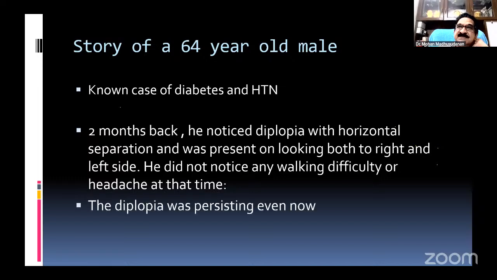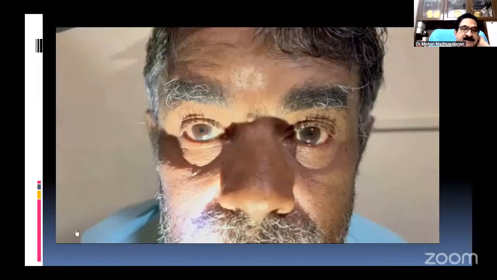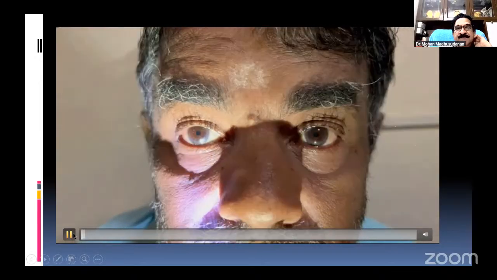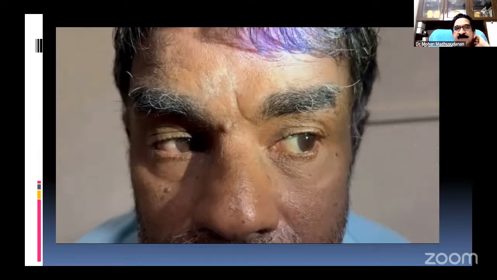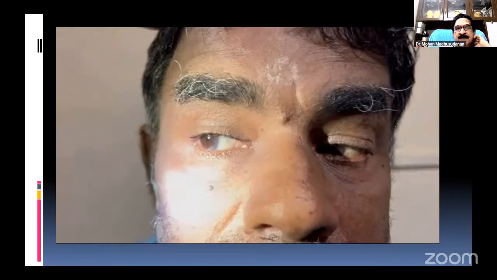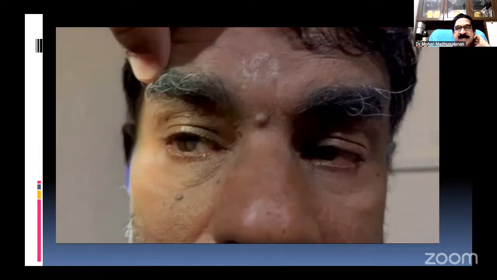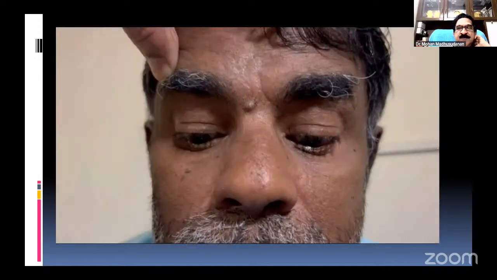The diplopia is persisting even now. This is how he came to the OPD with one glass covered because of the diplopia. Now, let us see when they examined him. His pupils were normal. He has ill-sustained nystagmus looking to the left side, and mild ill-sustained nystagmus also to the right side. The movements were all normal. Saccadic movements are all normal.